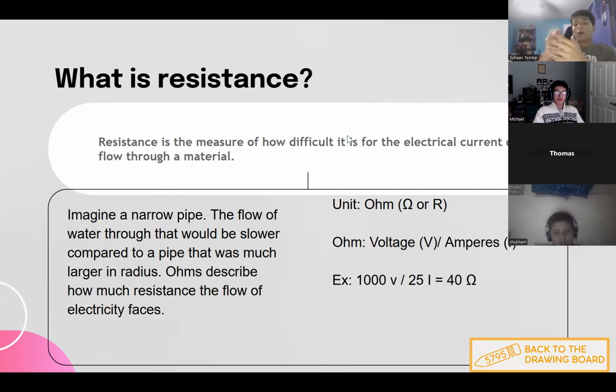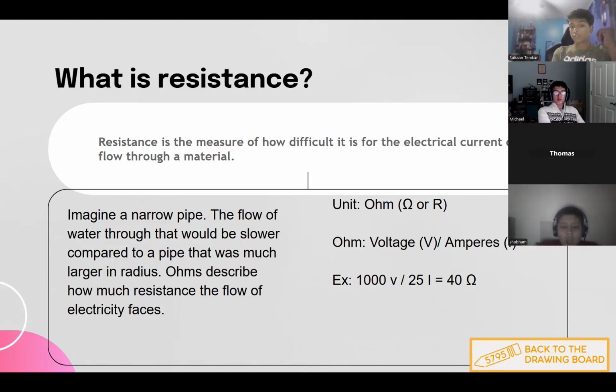Okay, so one of the most important concepts to know when making electrical circuits or learning about electrical engineering in general is something called resistance. Resistance is the measure of how difficult it is for an electrical current to flow through a material. So again, let's use this example that they've listed here. Imagine a narrow pipe. The flow of water through that would be much slower compared to a pipe that was larger in radius.